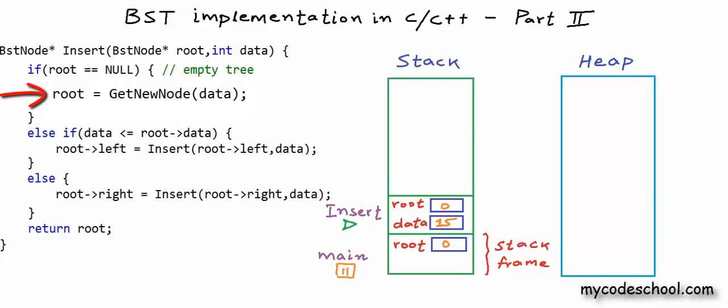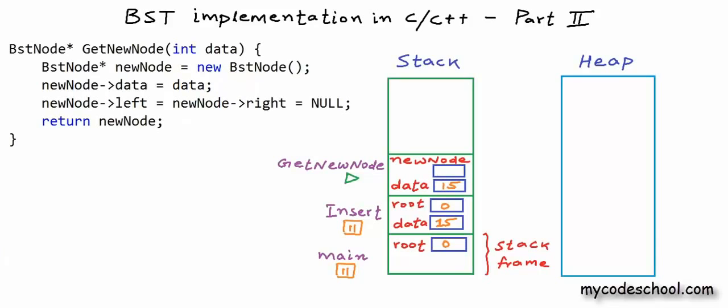At this line we will make a call to the get new node function. So once again execution of this insert call will pause, and a new stack frame will be allocated for execution of get new node function. We have two local variables in get new node, data in which we are collecting the argument, and this pointer to BST node named new node.